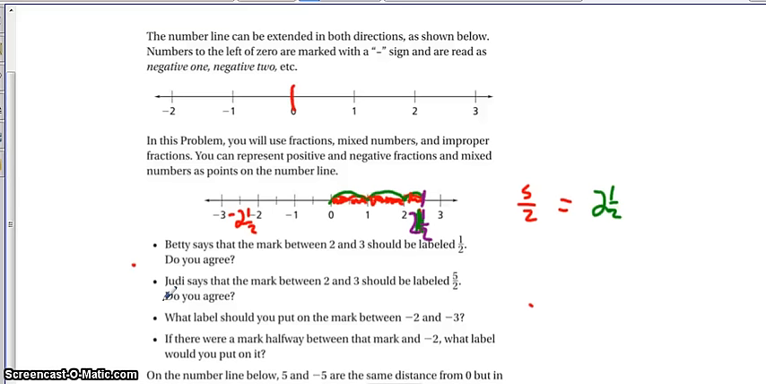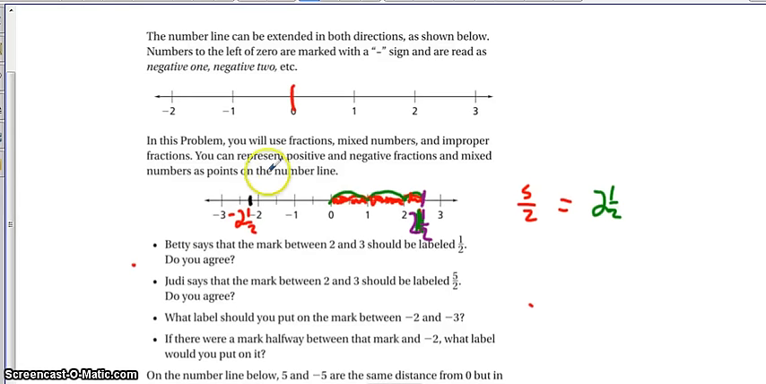All right, so if there were a mark halfway between that mark and -2, what label would you put on it? So what they're asking us on this one is if we had a mark right here, halfway between -2.5 and -2. Well, normally when we move to the right, we're getting larger, but because we're in the negative values, our number is actually going to be smaller.